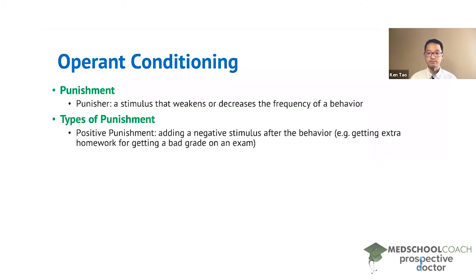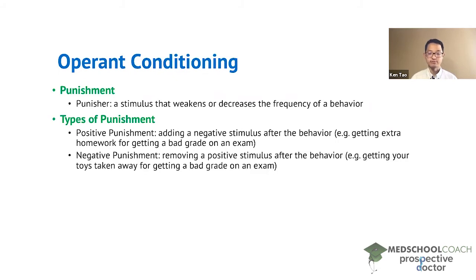Again, there are multiple types of punishment. First, we have positive punishment, where you add a negative stimulus after the behavior. So as an example, when a student gets a bad grade on an exam, you can give the student extra homework. So here, the behavior is getting a bad grade on an exam, and we don't want this to happen more. We want to decrease the frequency of this behavior. So to decrease the frequency of the behavior, you can give the student a negative stimulus like extra homework.